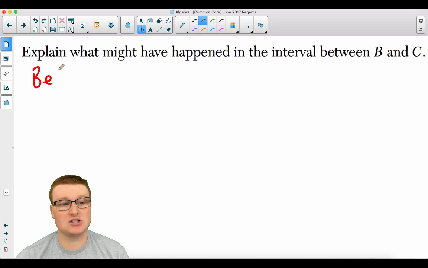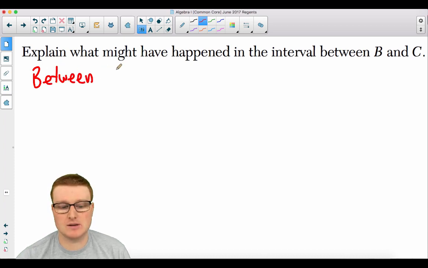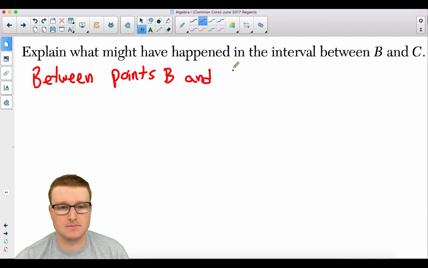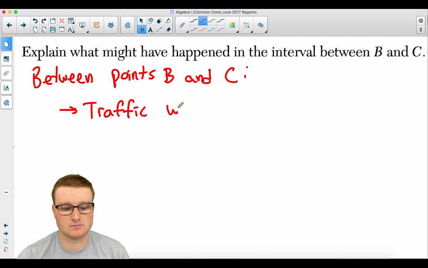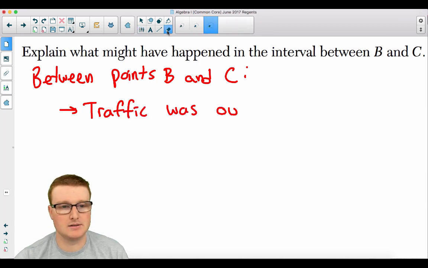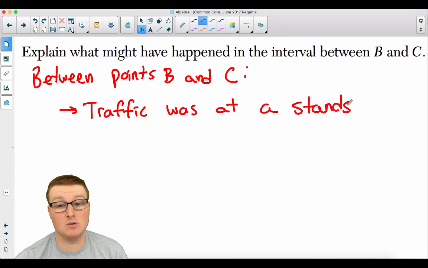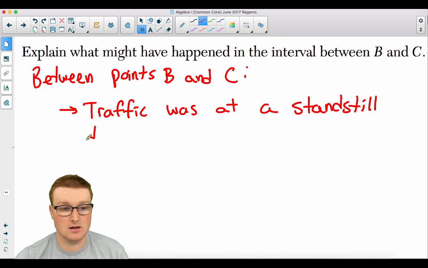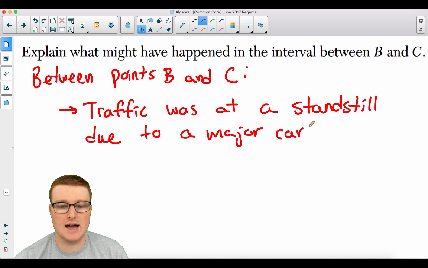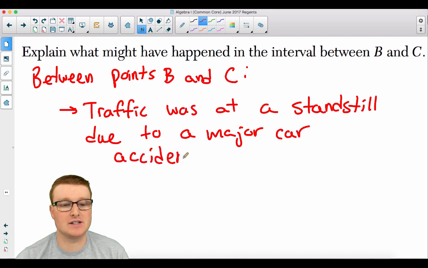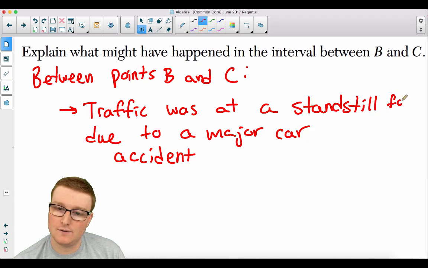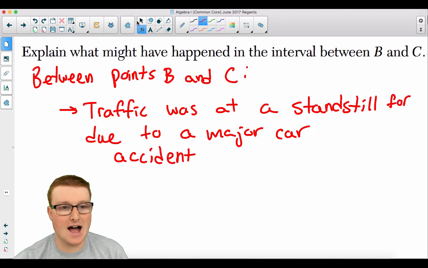So I said the following answers. You could pick any one you want. Between points B and C, I put the following answer. Traffic was at a standstill, meaning it's not moving, due to a major car accident. Actually, let me rephrase it. Traffic was at a standstill for an hour and a half.